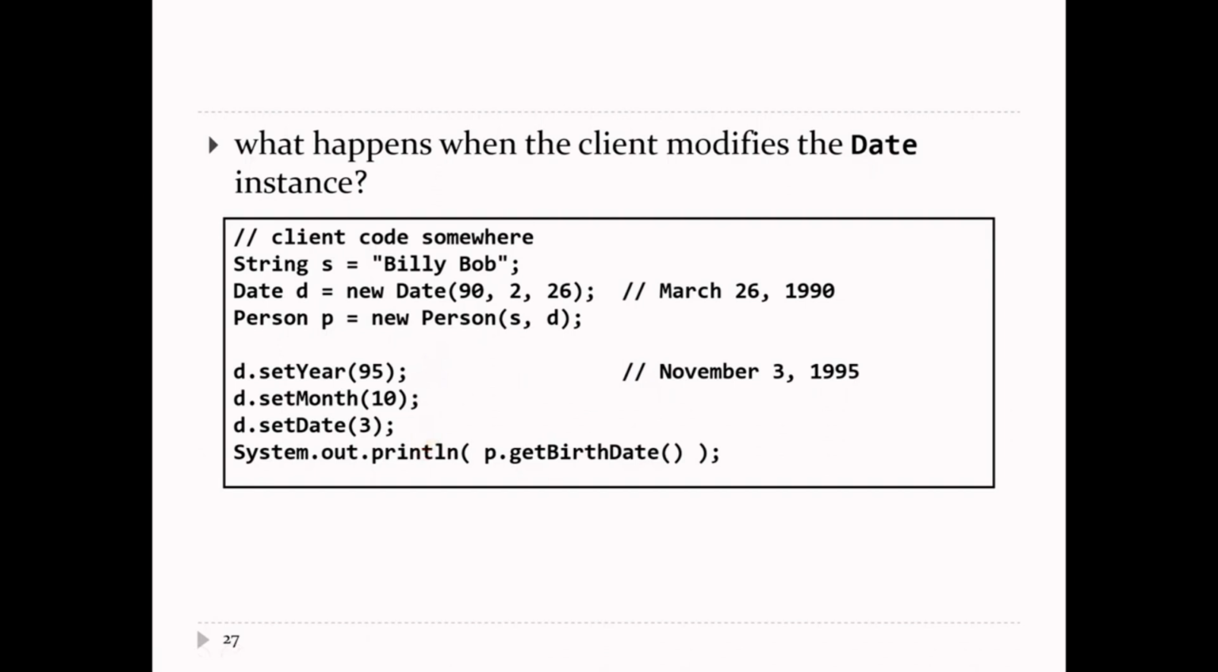If the caller changes the date object, changes the state of the date object, so they now change the date to November 3rd, 1995, and you ask the person what is their birth date, it's now November 3rd, 1995. So the person object doesn't control its own birth date. Somebody else can change the birth date of the object without asking the person object itself. Which you might think is strange, but that's simply the consequence of using aggregation.